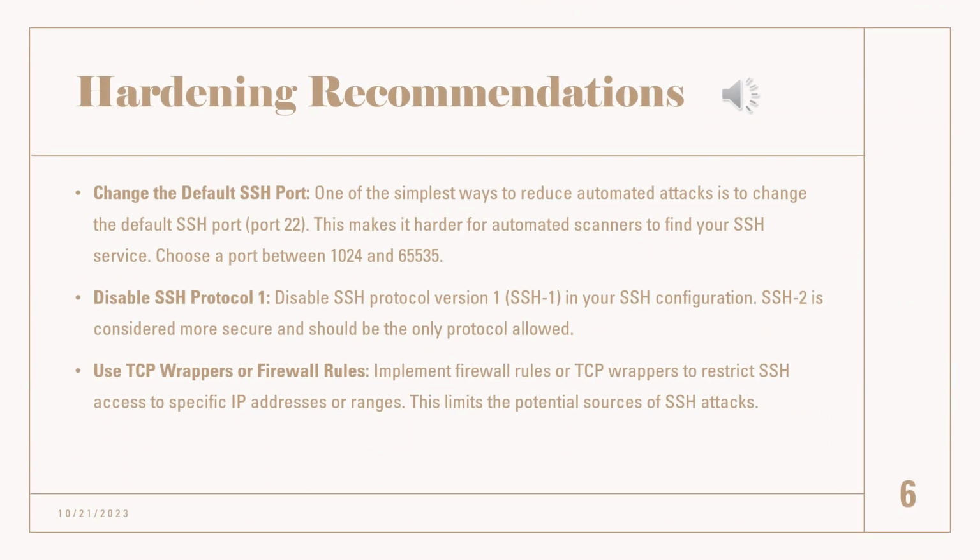Hardening recommendations for SSH. Change the default SSH port. One of the simplest ways to reduce automated attacks is to change the default port. This makes it harder for automated scanners to find your SSH service. Disable SSH Protocol 1. Disabling Protocol version 1 in your SSH configuration. SSH 2 is considered more secure and should be the only protocol allowed. Use TCP wrappers or firewall rules. Implement firewall rules or TCP wrappers to restrict SSH access to specific IP addresses or ranges. This limits potential sources of SSH attacks.